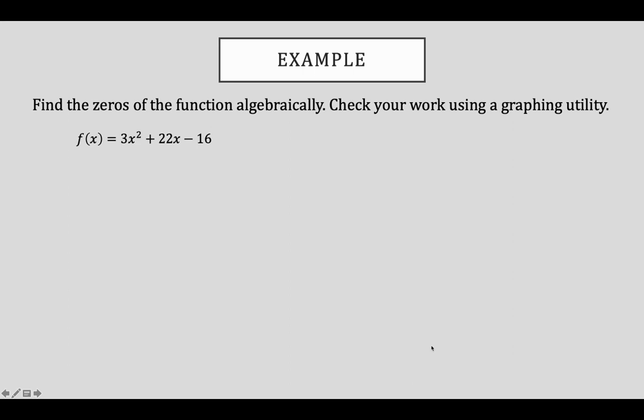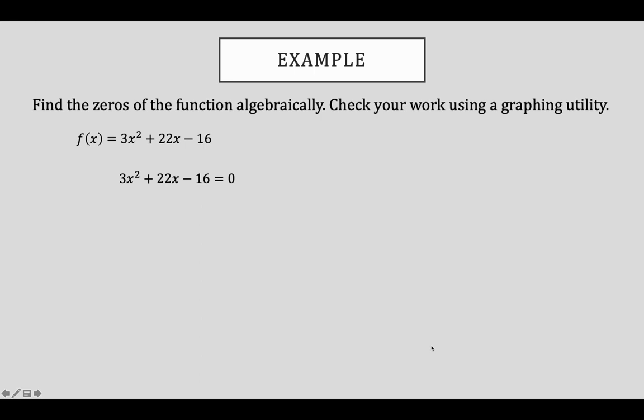So let's do an example here. Find the zeros of the function algebraically. Check your work using a graphing utility. All right, our function is f of x is equal to 3x squared plus 22x minus 16. Again, all we are going to do is set the equation equal to 0. Plug in 0 for y. That gives us 3x squared plus 22x minus 16 is equal to 0.